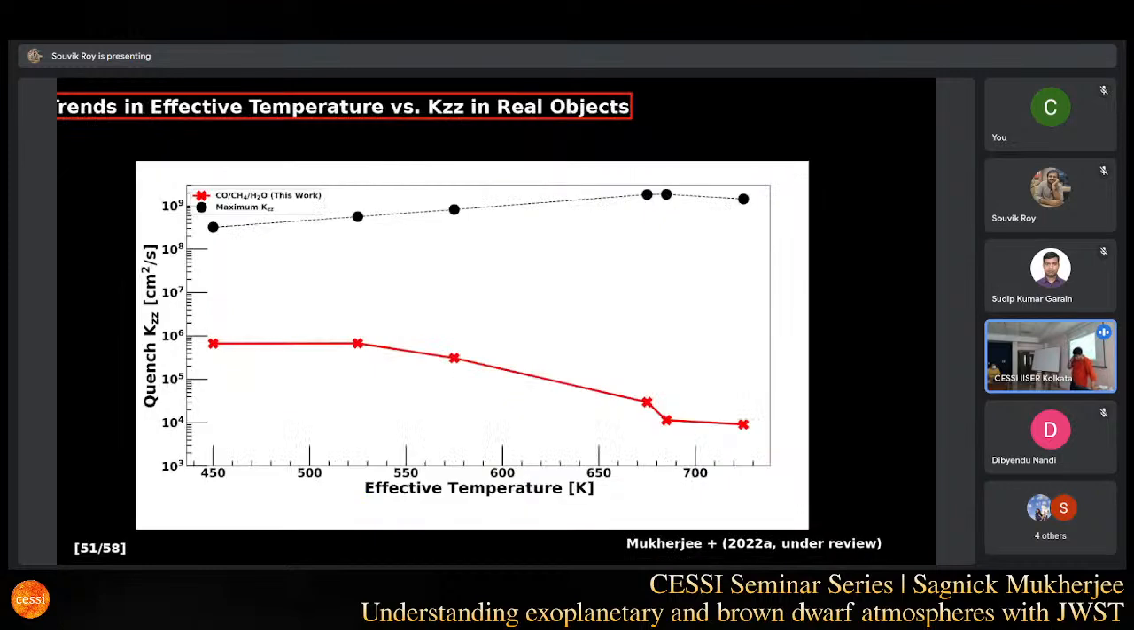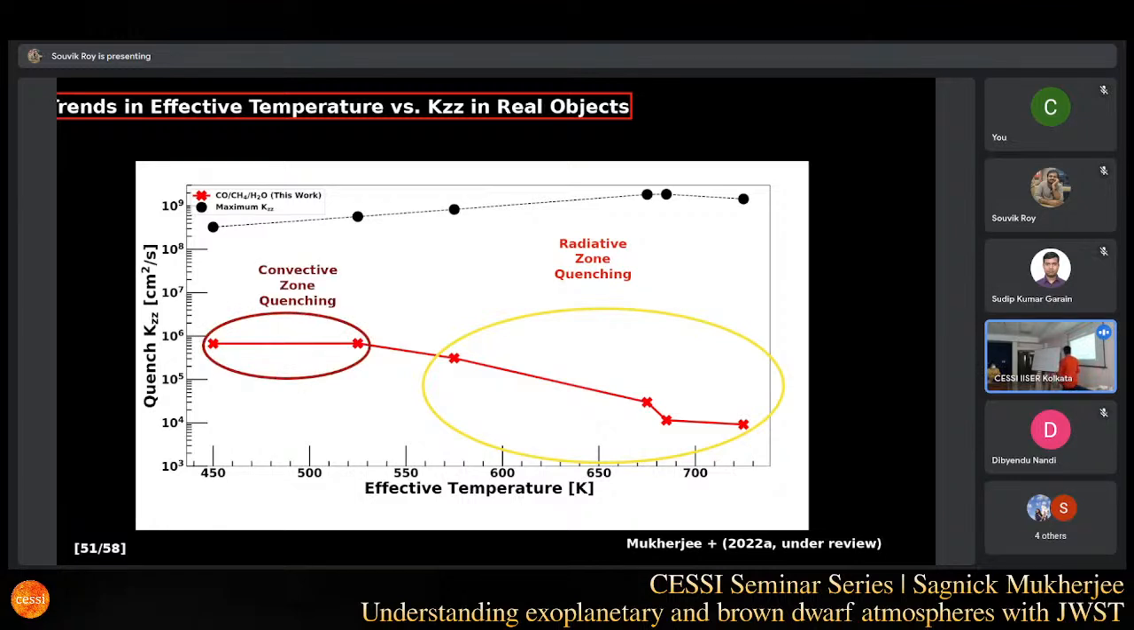And you can make a similar plot here with KZZ versus temperature. With our modeling approach, we found that these four objects had really low KZZs because they actually showed radiative zone quenching. And these objects showed convective zone quenching, but still they are low, which exactly proves Dibyendu's point that even though these objects have convective zone quenching, they are still off from the maximum convection by a large extent. And maybe that's where the complexity of the convection lies. We still do not understand that complexity yet in these objects.